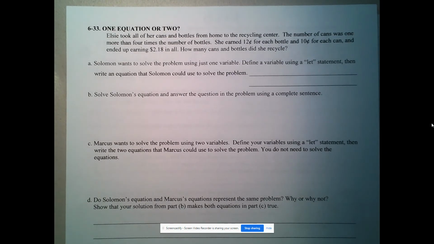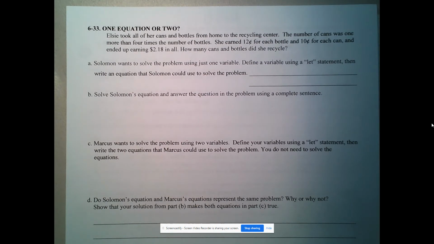Elsie took all of her cans and bottles from home to the recycling center. The number of cans was one more than 4 times the number of bottles. She earned 12 cents for each bottle and 10 cents for each can, and ended up earning $2.18 in all. How many cans and bottles did she recycle?